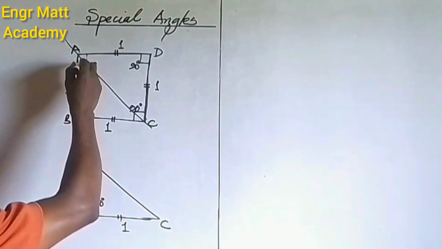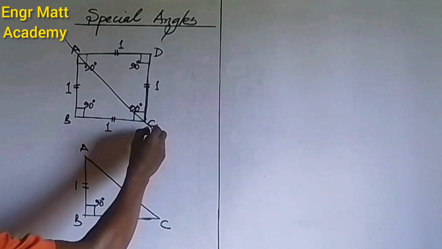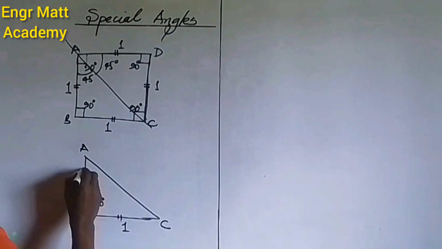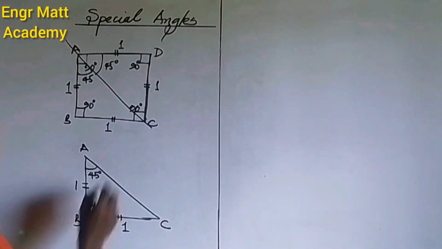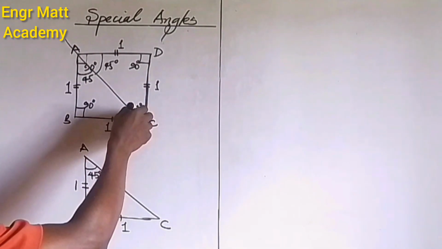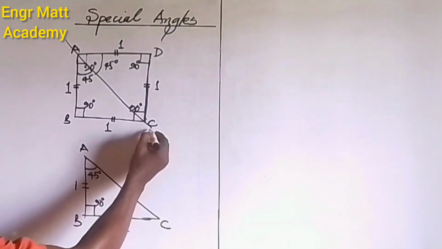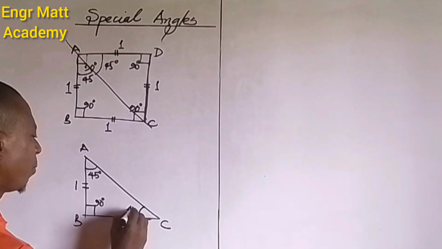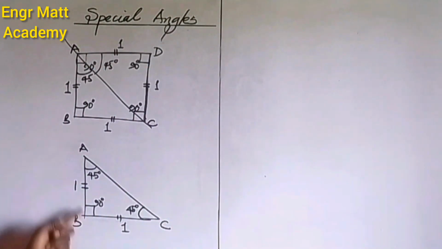Remember that angle A used to be 90 degrees, but because we divide it into 2 equal parts, this side will be 45 degrees. So here will become 45 degrees. The same thing happened at angle C. It was 90 degrees initially, but since we divide them into 2 parts, wetin we get remain for this side now, 45 degrees.